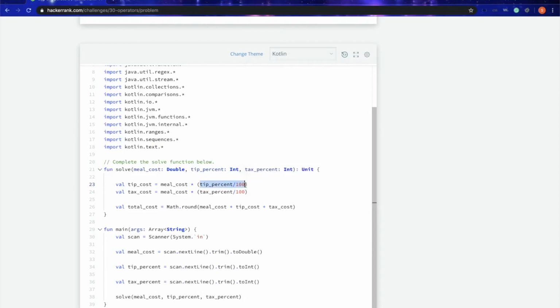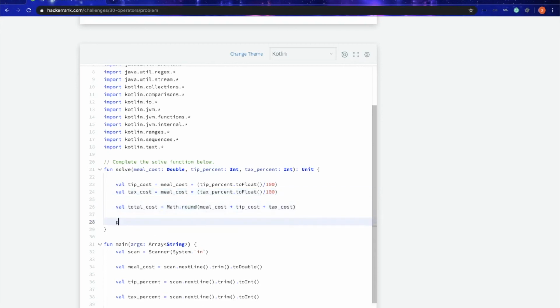So to get the actual percentage, what we do is we just change it to float so that it calculates the actual values, right? And I think that's it. We'll just print our final meal cost, total cost, and that's it.